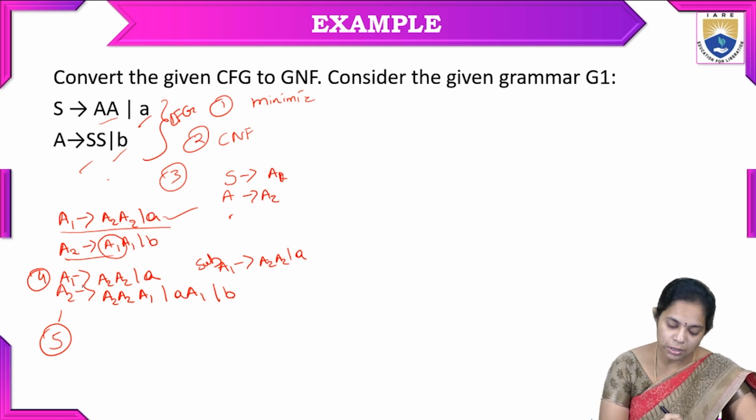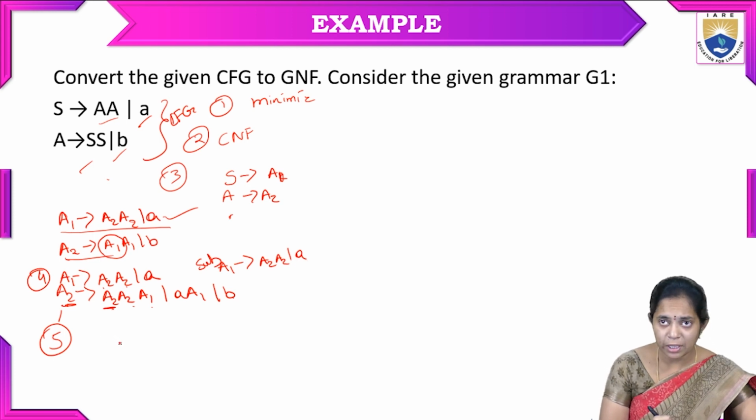Here the right hand side has two non-terminals. These three non-terminals are there, and also we have the left recursion. A2 is there, A2 is there. So here we have to remove this A2 left recursion. We have to perform the left recursion first. So in the fifth step we have to do the left recursion.